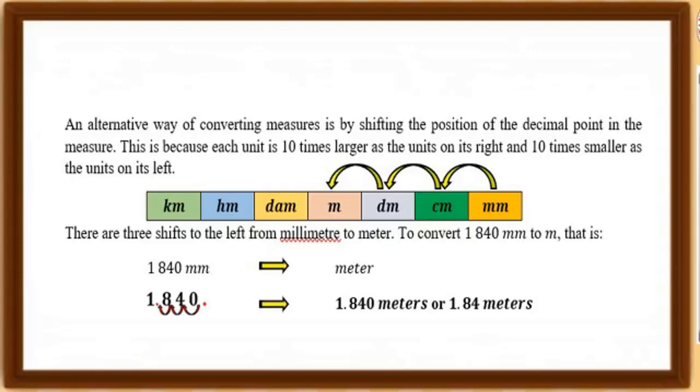Therefore, from the decimal on the right side of 0, 3 shifts: 1, 2, 3. Therefore, our answer is 1.840 with 0 in the thousandths place. Or, it is equivalent to 1.84 because in the thousandths place, we have 0. Therefore, 1.840 meters is equal to 1.84 meters.